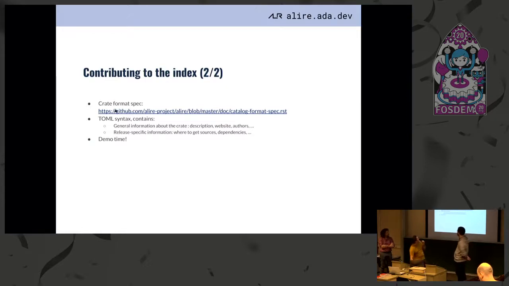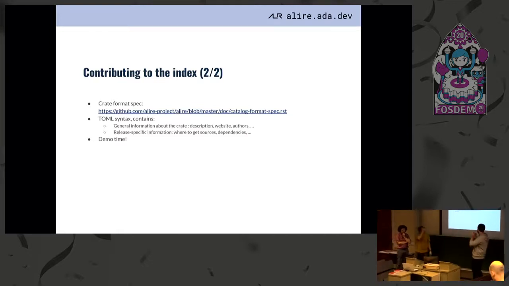If you want to check it out, go to the Alire project on GitHub. If you have issues, you can open them directly on GitHub. That's the right way to give feedback: go to this repository and open issues, or even pull requests if you want to contribute. That would be great.